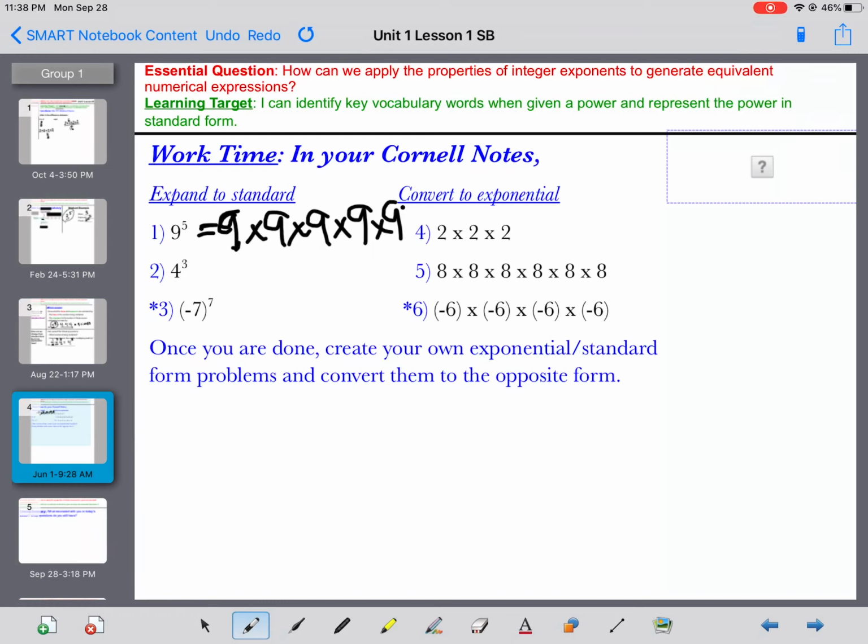Again, we're not actually multiplying the numbers out to see what 9 times 9 times 9 times 9 times 9 is equal to. All we care about is expanding it and seeing what this is actually telling us. On the right side, we're not multiplying 2 times 2 times 2 out either. I want you to turn this into a power, the exponential form. So our base is going to be 2, and our exponent is 3. I want you to do the rest for numbers 2, 3, 5, and 6 on your own.